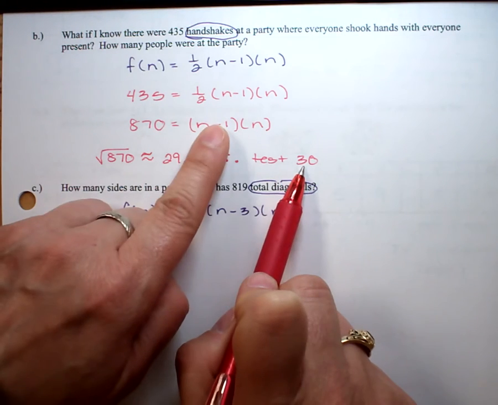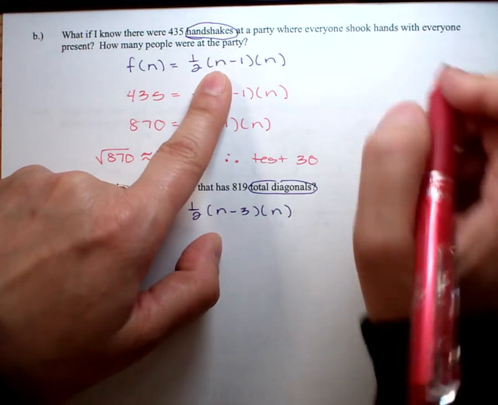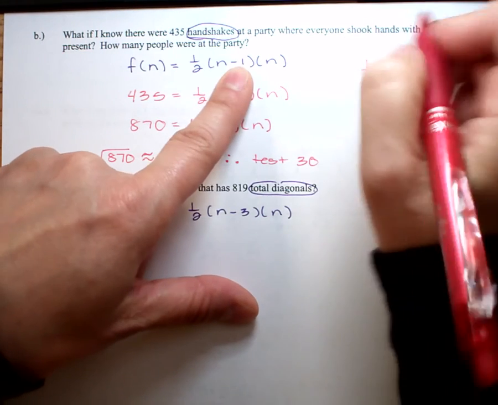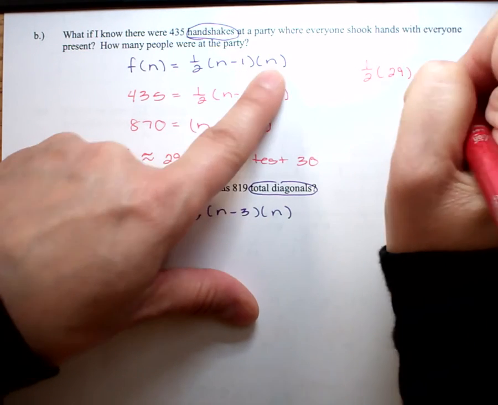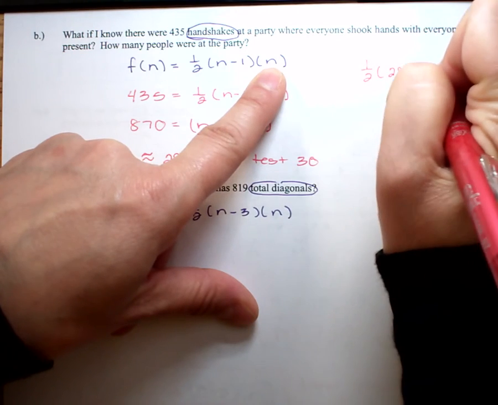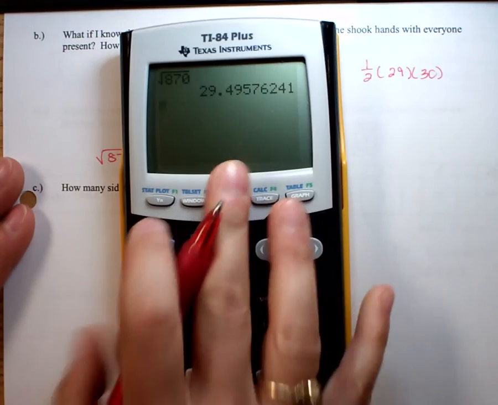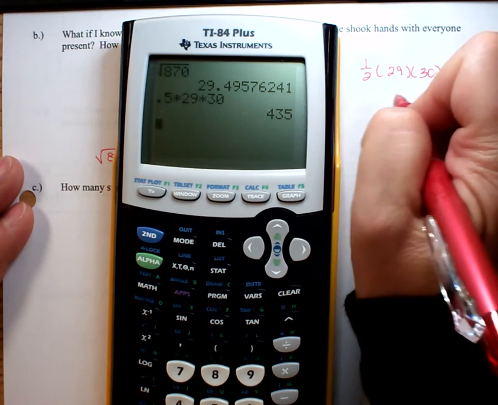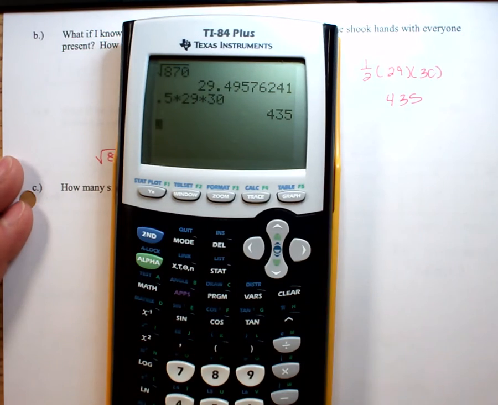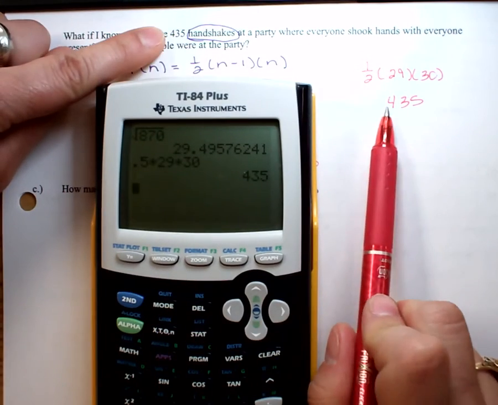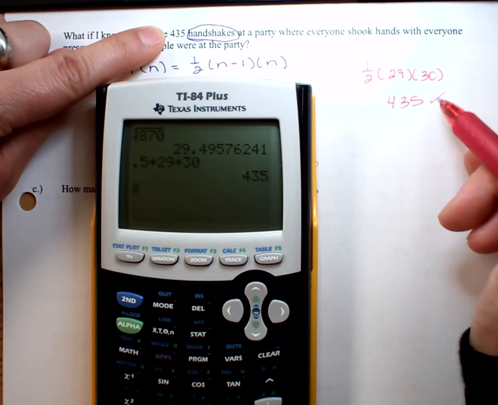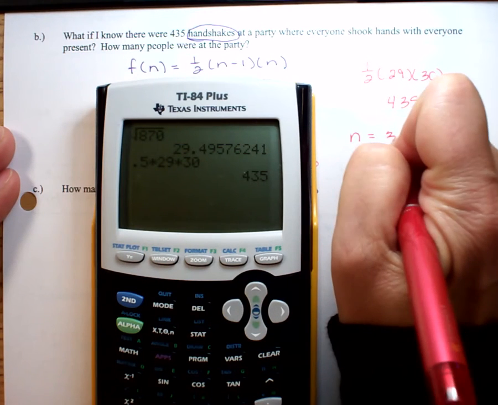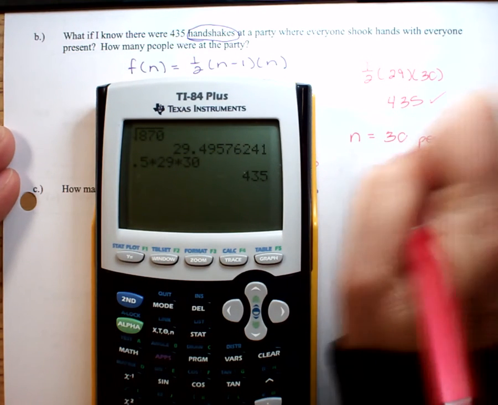So if I take 30 and I plug it into my formula, okay, so I'm plugging it in right here. So if I say 1/2, and I'm going to do 30 minus 1, so that's going to give me 29, and then 30 goes in for my n, and I'm going to type that in my calculator and see what I get. So I'm going to do 0.5 times 29 times 30, and sure enough, I get 435. Is that how many handshakes were actually at the party? Yes. So since that's the correct number of handshakes from the party, then n must have been 30 people at the party.